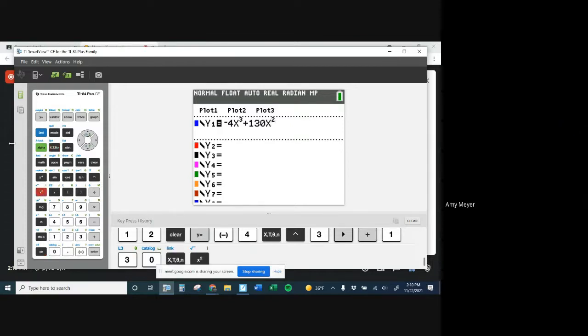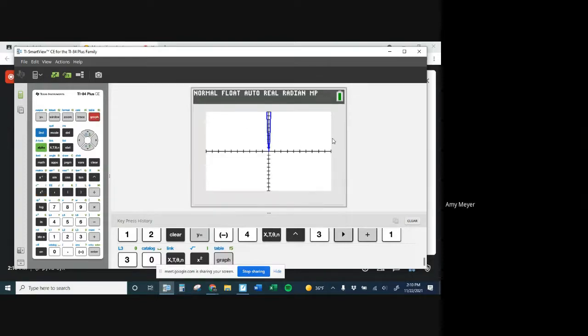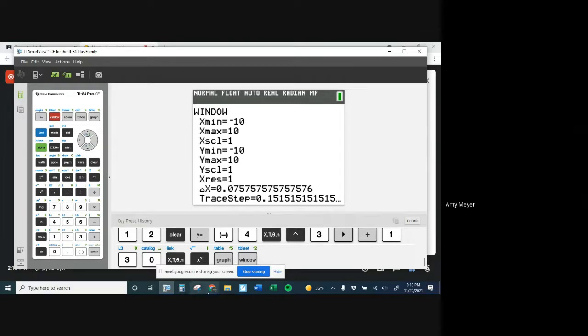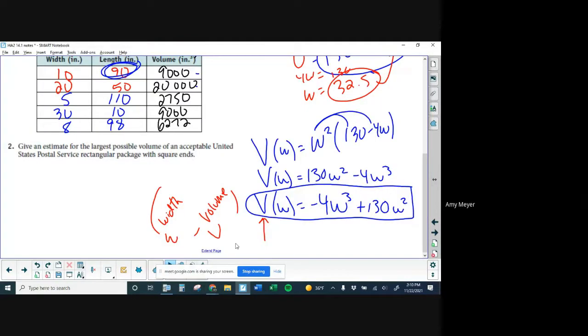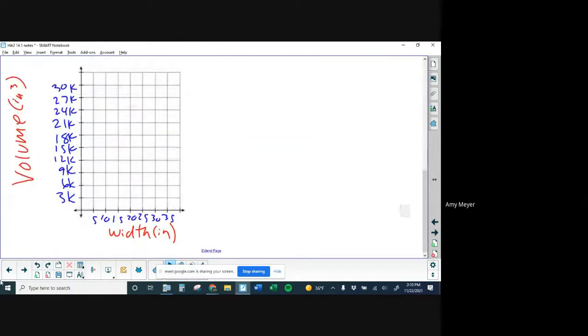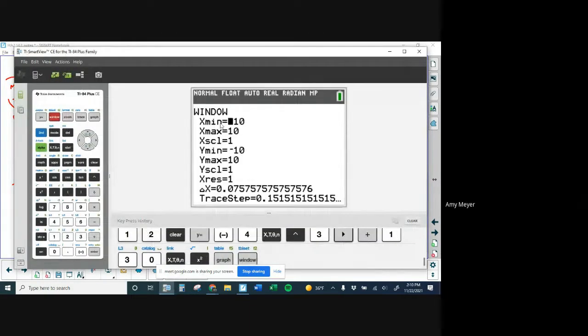Now my window is set to the normal negative 10 to 10, so my graph looks pretty terrible. Students struggle with the window. Well, we have a window because we have our graph. So our graph was 0 to 35. Let's just do that. I'm actually going to leave my window negative 10 because I don't like my cutoff being too close to my graph. If my cutoff is 0, I don't put 0. I go a little bit past it on the other end. So I'm going to do negative 10 to 35.